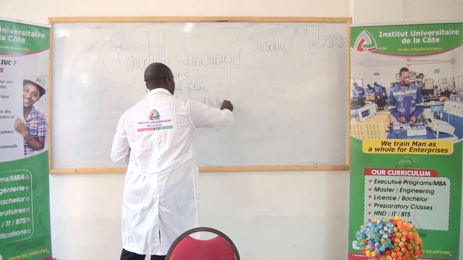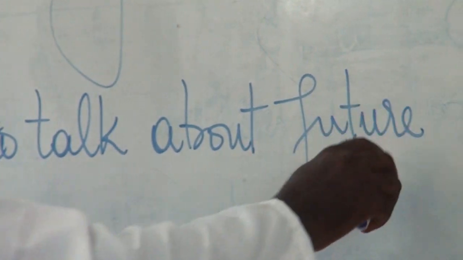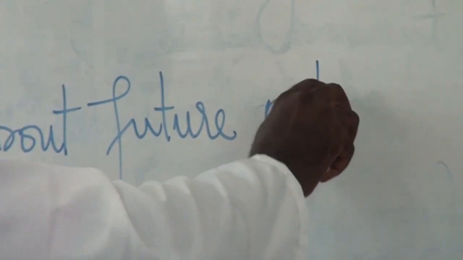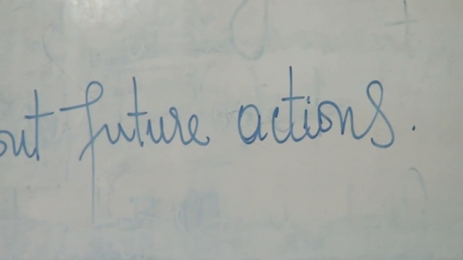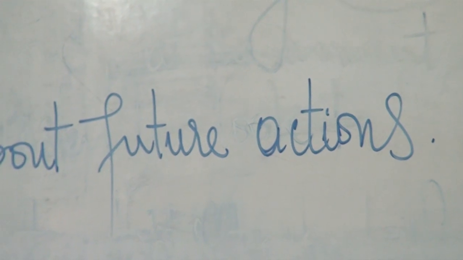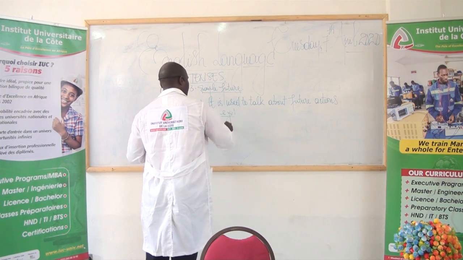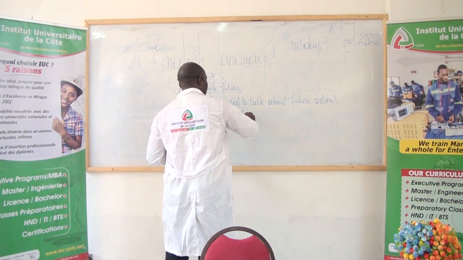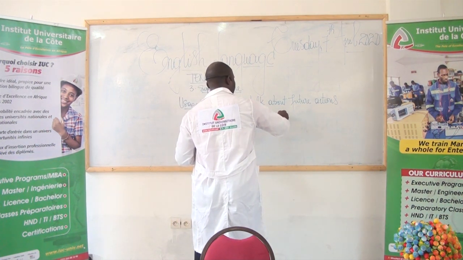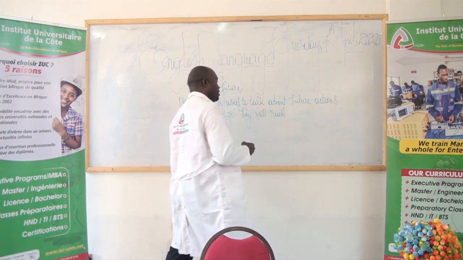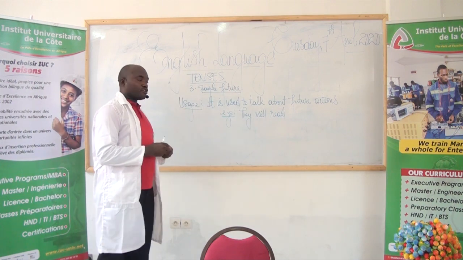It is used to talk about future actions. It is used to talk about future actions. So actions that have not yet taken place. Okay. Example. They will read. They will read. When I say they will read, the verb to read is conjugated into the simple future tense.